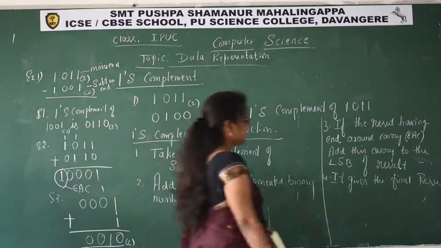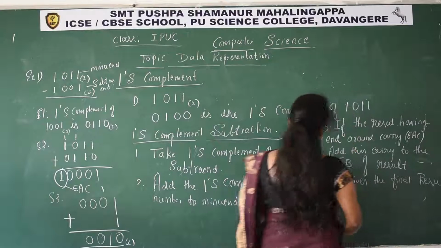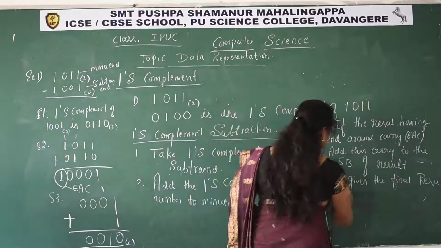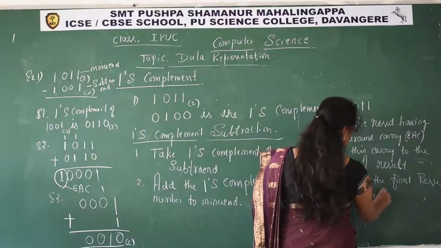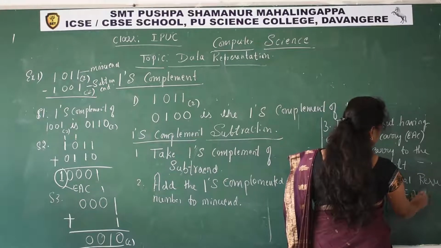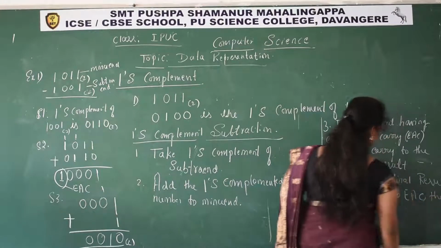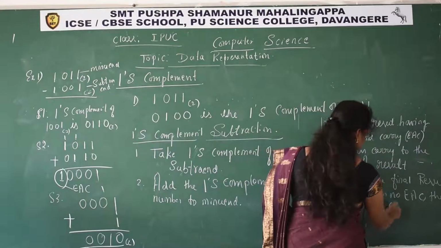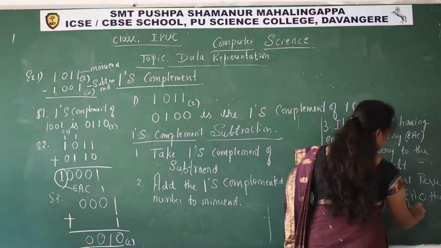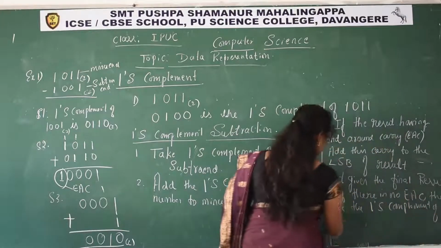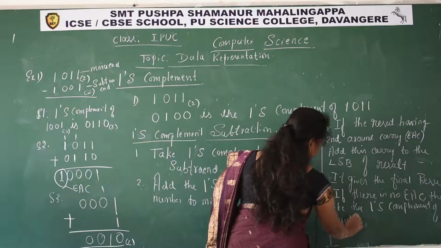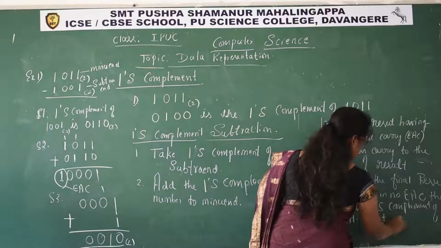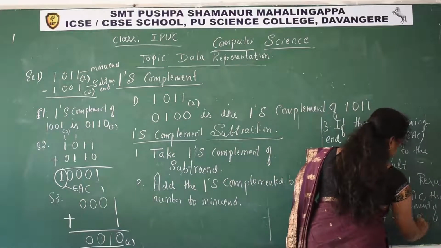And if there is no end around carry, then take the 1's complement of the result and put a negative sign, a minus sign.